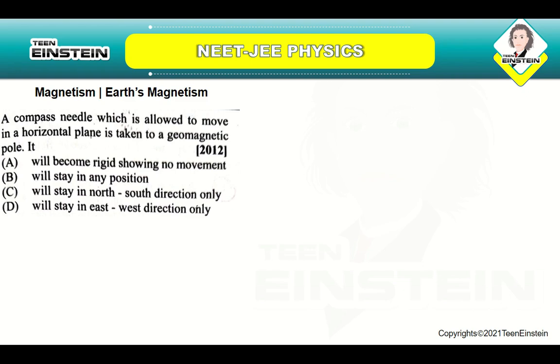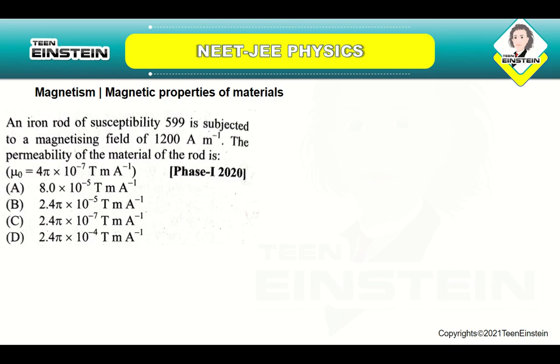So here the horizontal component of Earth's magnetic field will become 0 at the geomagnetic pole. So the compass needle will stay in any position. It can stay at any position when the horizontal component of the Earth's magnetic field becomes 0 at the geomagnetic pole. So the correct answer is option number B, will stay in any position. Okay. Let us now move on to the next question.